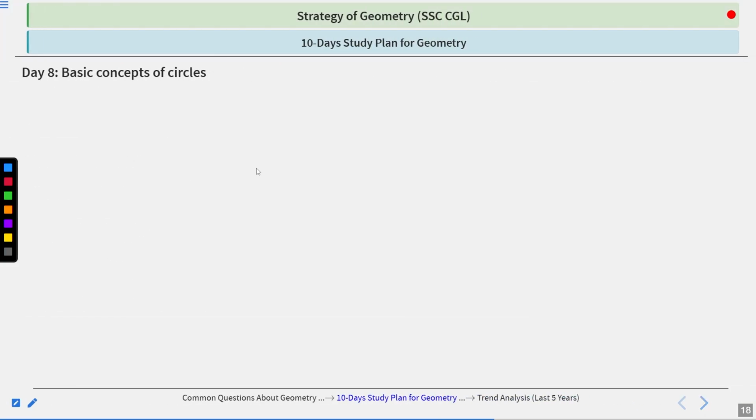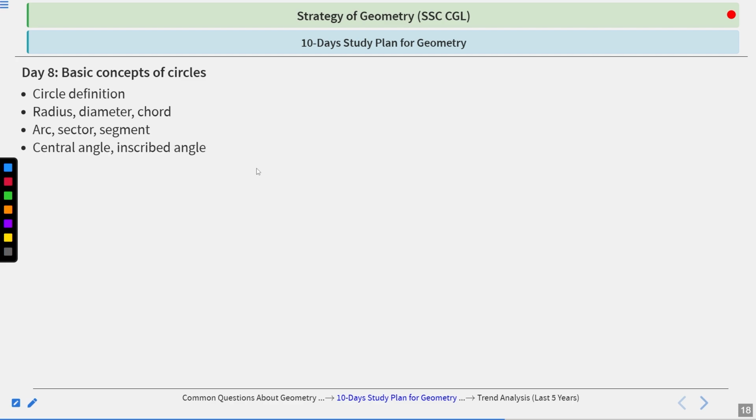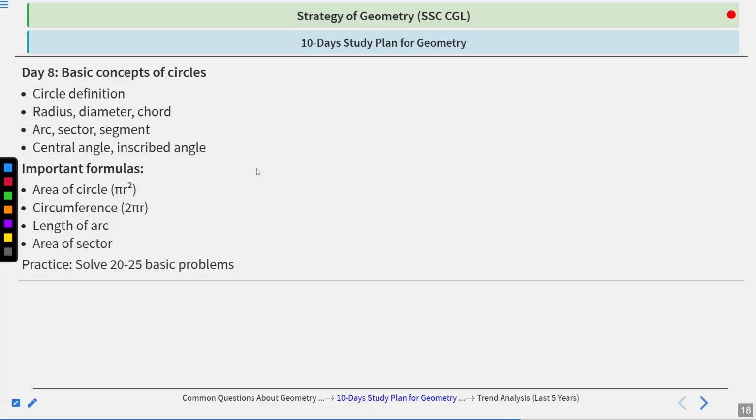On the next day, basic concepts of circles. So, circle definition, radius, diameter, chord, arc, sector, segment, central angle, inscribed angle in a circle, and important formulas like area of the circle, which we know is pi r square, circumference 2 pi r, length of the arc, area of the sector, and try to solve a minimum of 20 to 25 questions based on these topics.